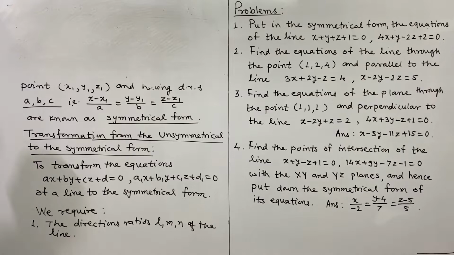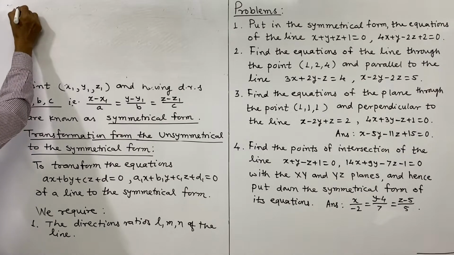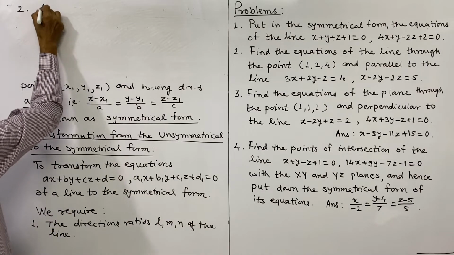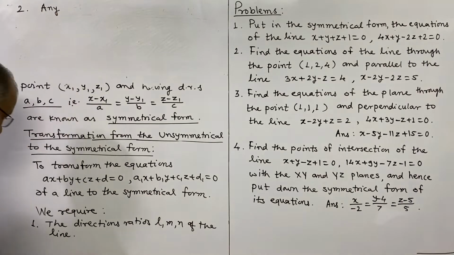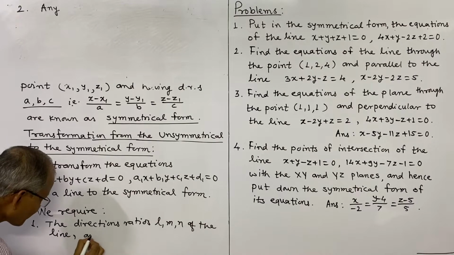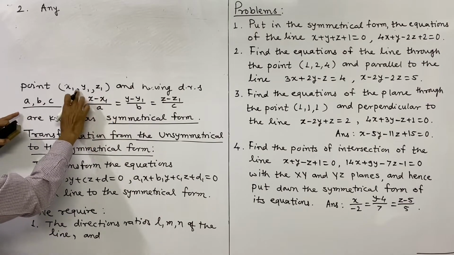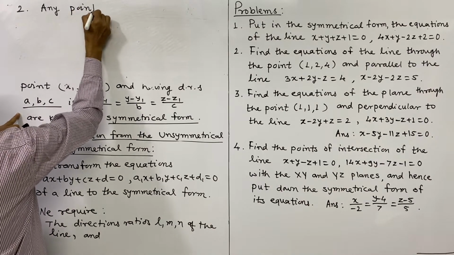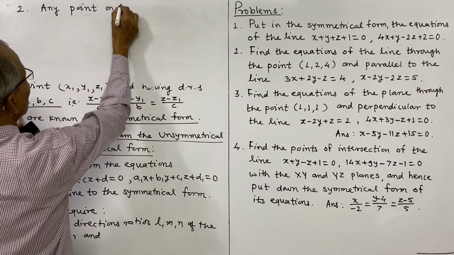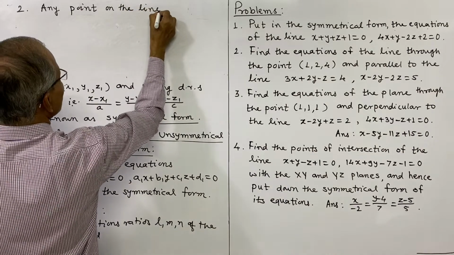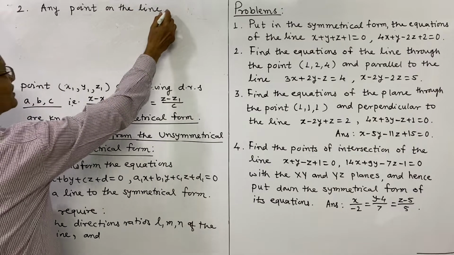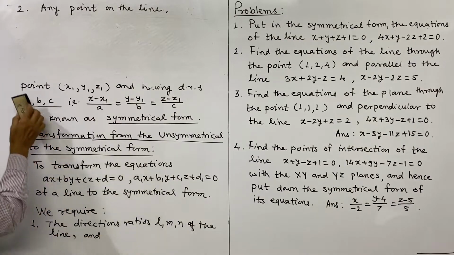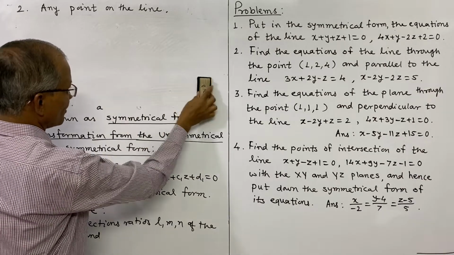This is the first thing. And second, we require a point, any one point on the line, that is (x1, y1, z1), any point on the line. So these two things are required. And first we will see how to obtain l, m, n, the direction ratios of the line.